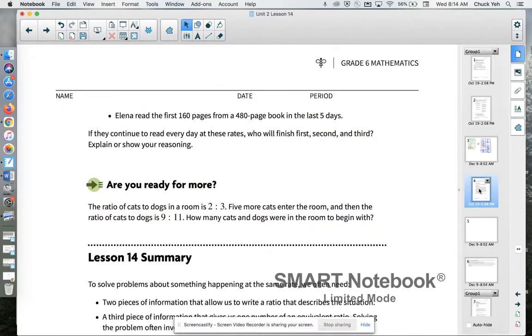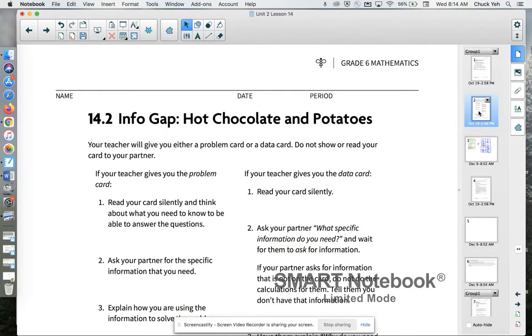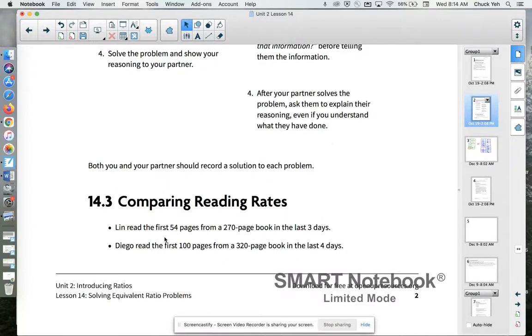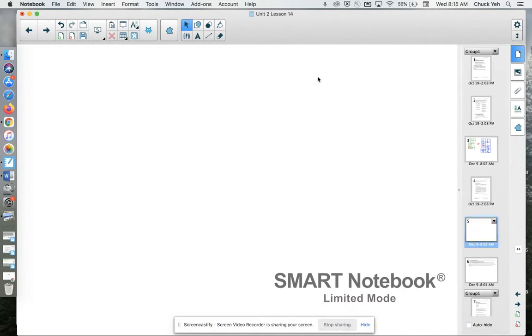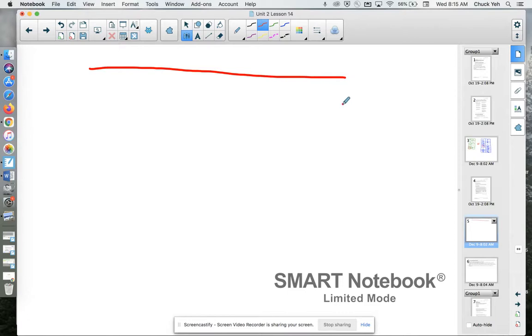All right, the next one. Lin read the first 54 pages from a 270 page book in the last 3 days. Diego read the first 100 pages from a 320 page book in the last 4 days. Elena read the first 160 pages from a 480 page book in the last 5 days. If they continue to read every day at this rate, who will finish first, second, and third? Explain or show your reasoning. A good thing to do here is to draw a double number line. So let's draw a double number line for all 3 of these people.